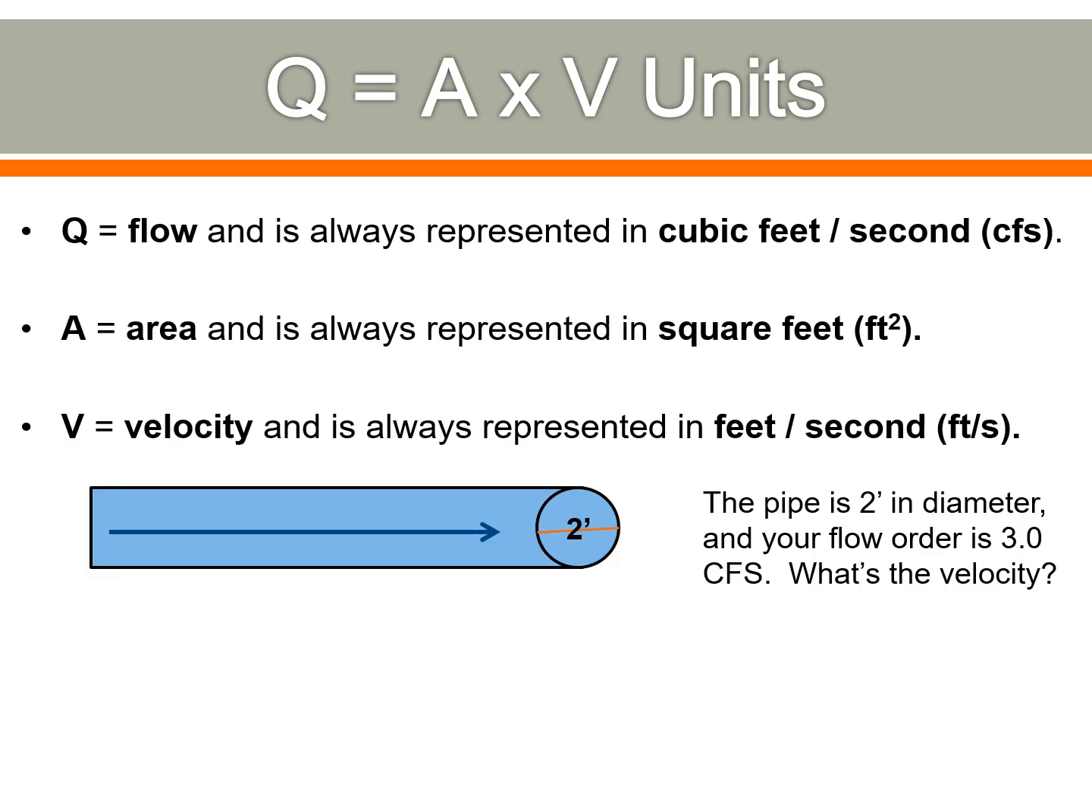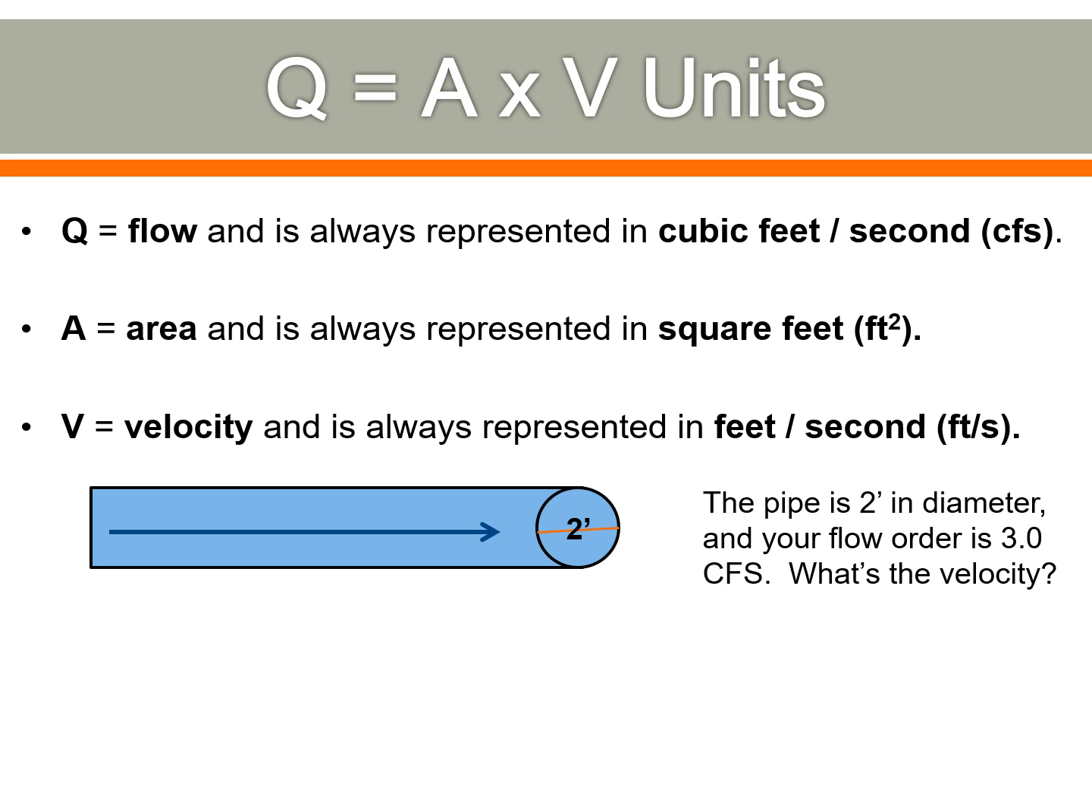So Q equals flow, and that is always represented in cubic feet. Area always equals square feet. Velocity is always feet per second. This is a pretty typical problem that you're going to find on a distribution exam or in your homework, on a quiz, a midterm, final.